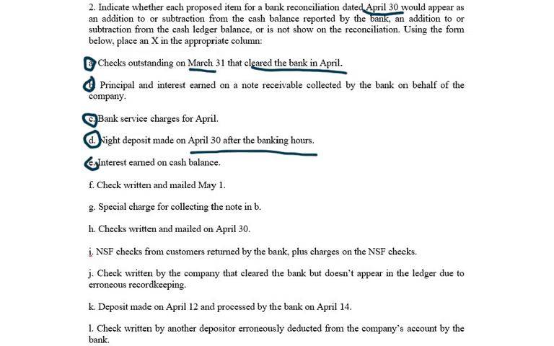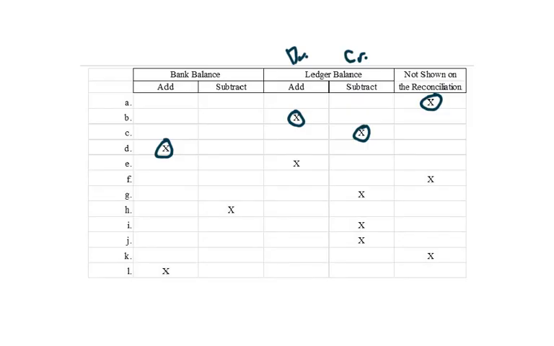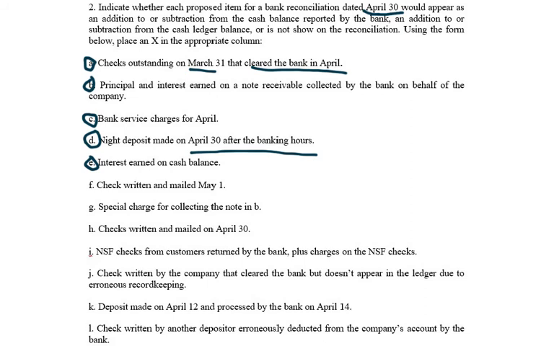Interest earned on your cash balance. This would be another situation where we'd have another credit memo. Some money was added to the account. The bank's already done it. You have not. So that's why it's going to fit into the category of an addition to the ledger balance, an amount you would debit to your cash account ultimately when you're doing adjustments.